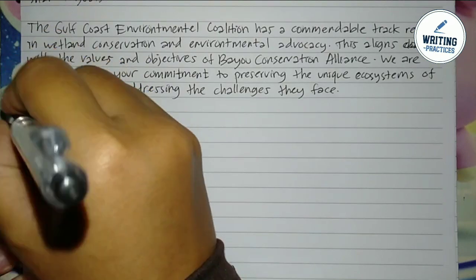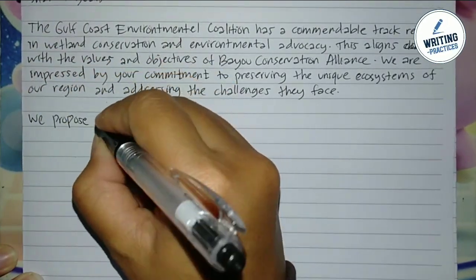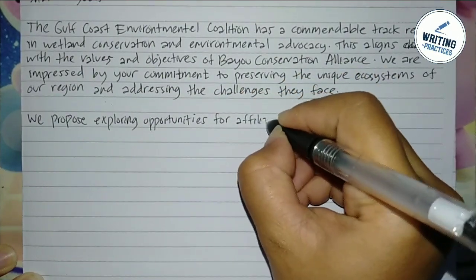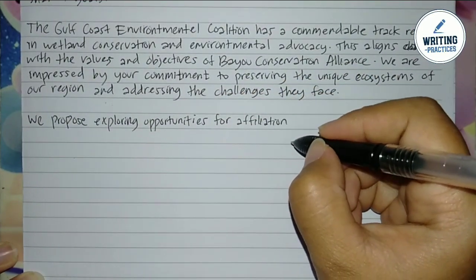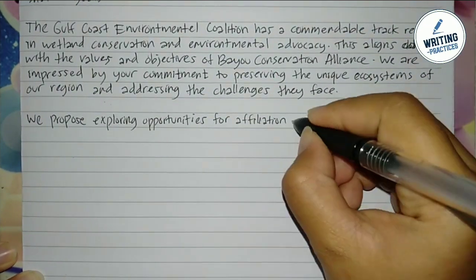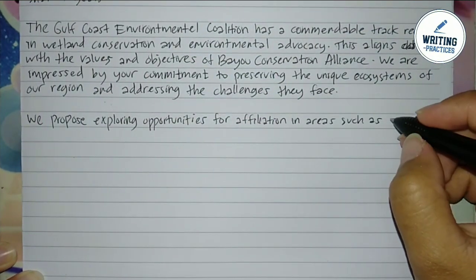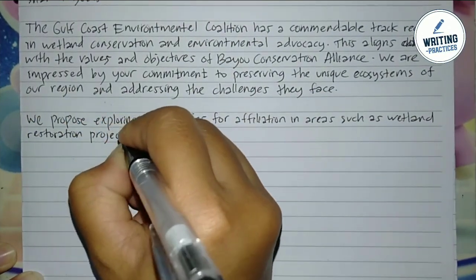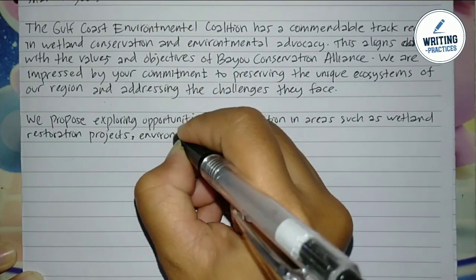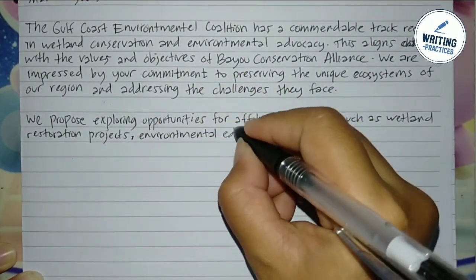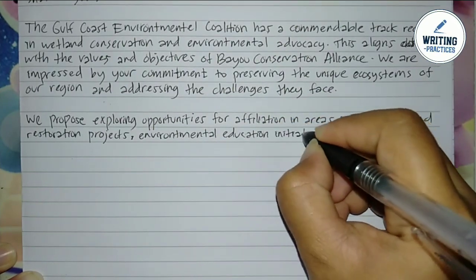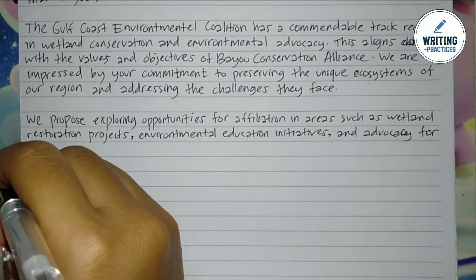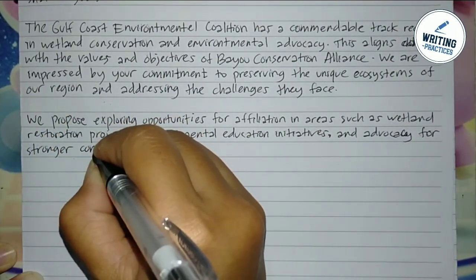In the third paragraph, let's talk about proposal and areas of collaboration. Sure, this is where you propose the idea of affiliation. And when you do it, don't forget to mention specific areas of collaboration. For example, we propose exploring opportunities for affiliation in areas such as wetland restoration projects, environmental education initiatives, and advocacy for stronger conservation policies. Yes, just write the areas based on your need. Sure, you can modify this template.